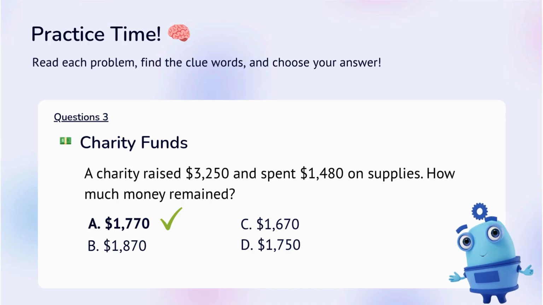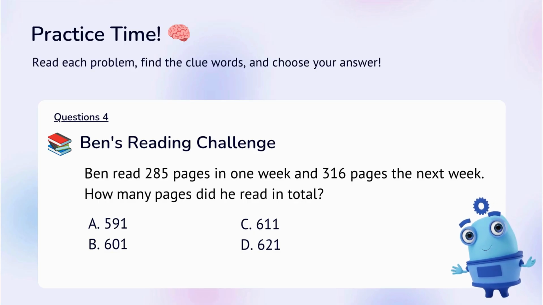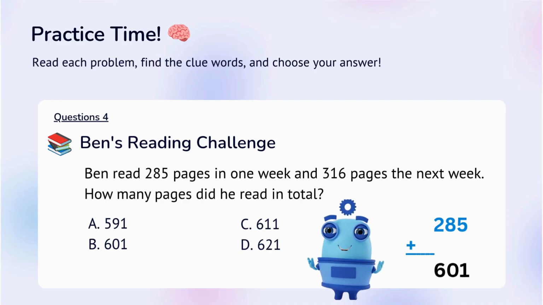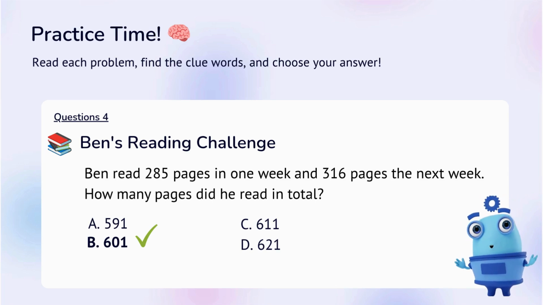Okay, let's go to the next question. Here's question number 4. Ben's reading challenge. Ben read 285 pages in 1 week and 316 pages the next week. How many pages did he read in total? The clue words are in total. These words tell us that we need to add the numbers together. Let's solve it. 285 plus 316 equals 601. The correct answer is letter B, 601. Great job! Remember, clue words like in total, altogether, and sum tell us that addition is the correct operation. Keep up the great work.